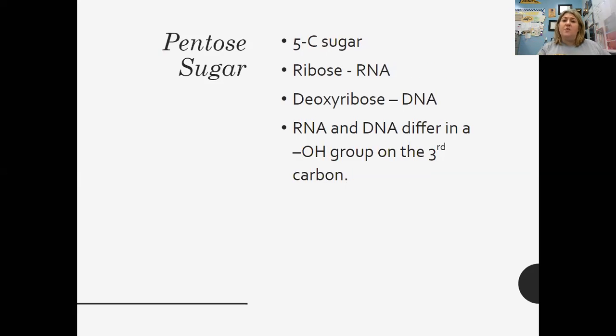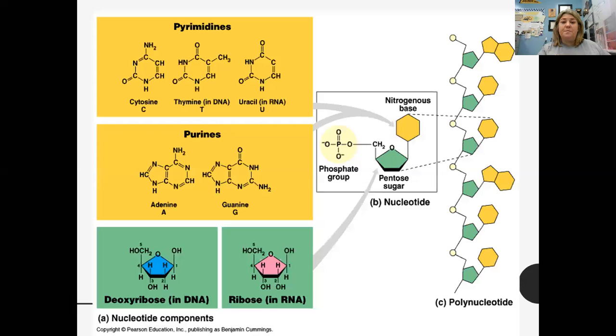The pentose sugar, of course, is 5 carbon. We said ribose is in RNA, deoxyribose is DNA. The only difference is there's a hydroxyl group that's different on the 3rd carbon. And the DNA is a deoxyribose, so it's lost that oxygen, and that's why it's different than the ribose.